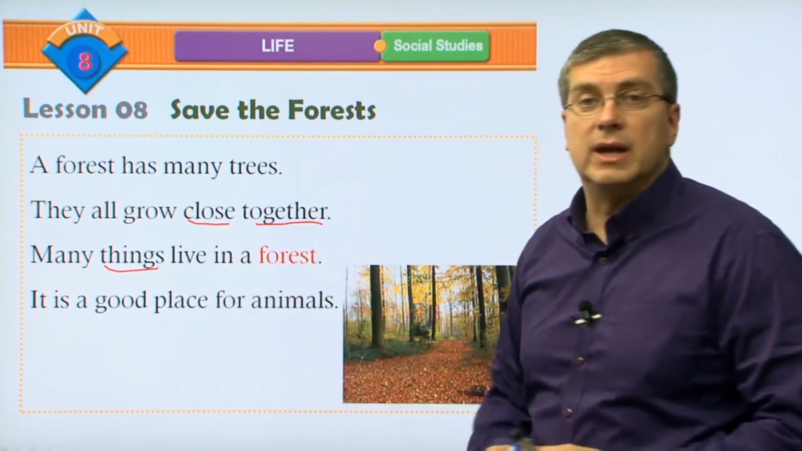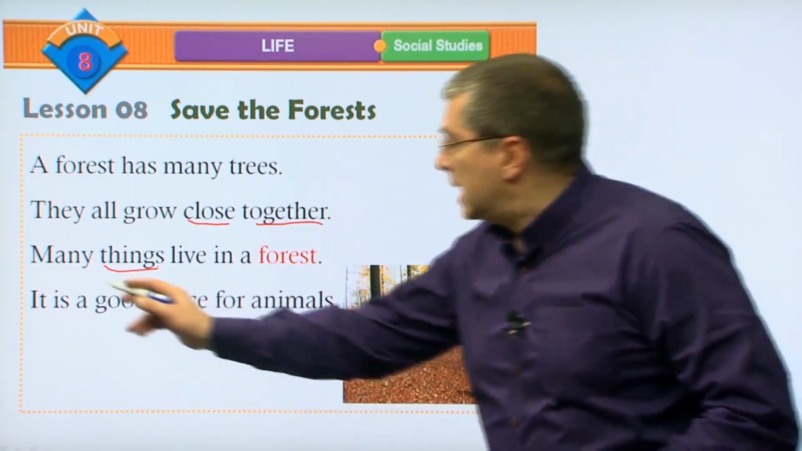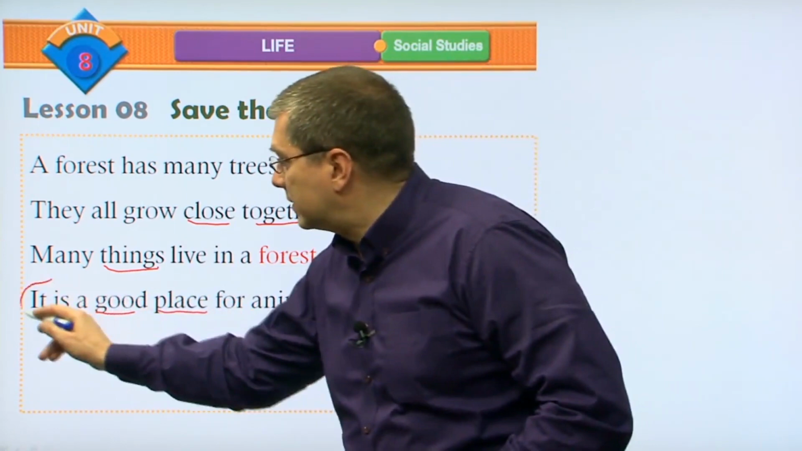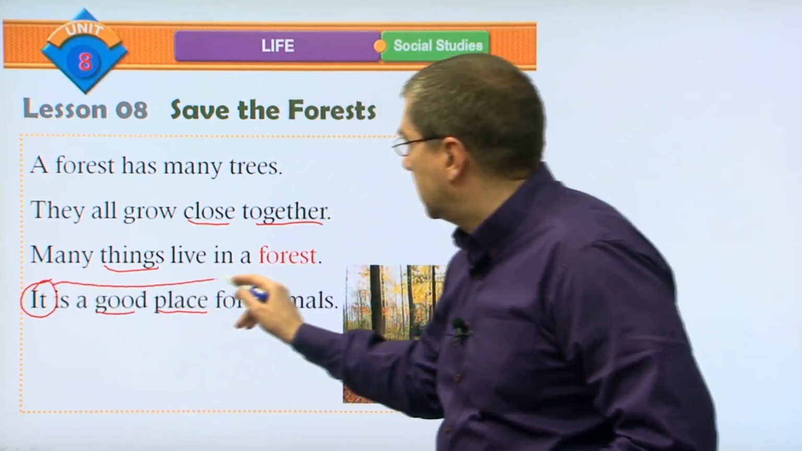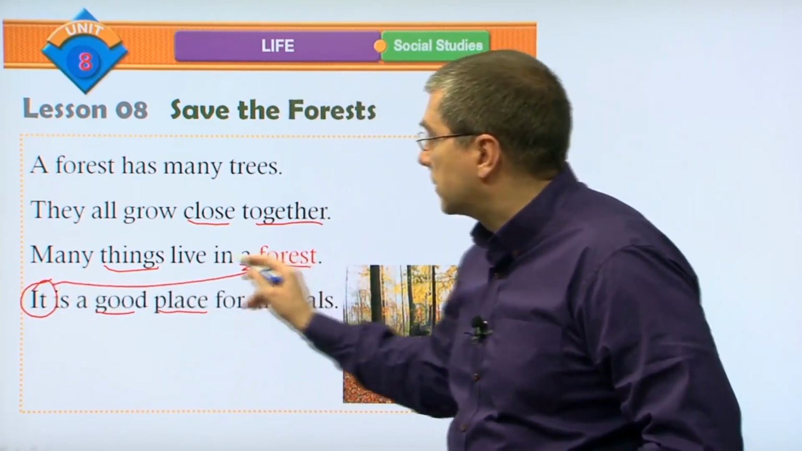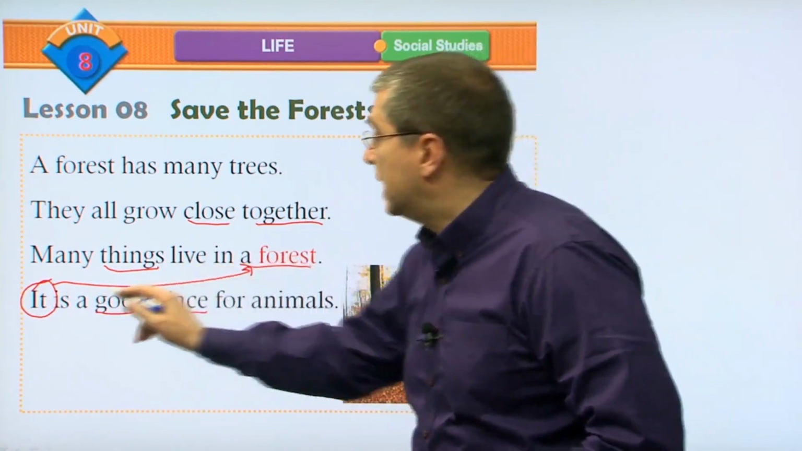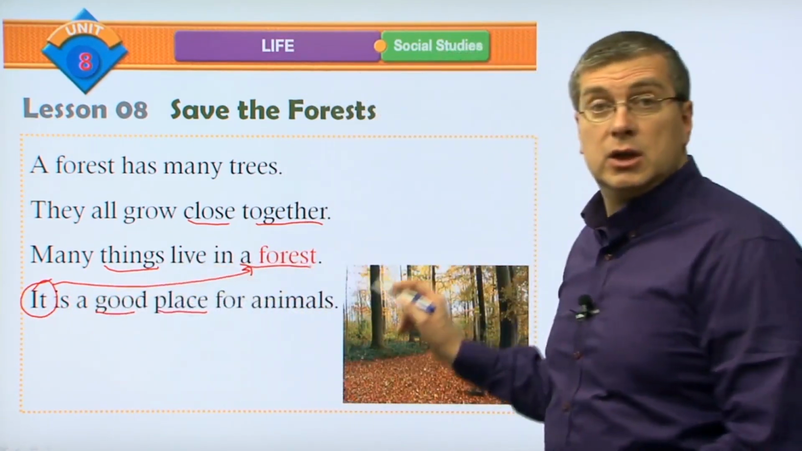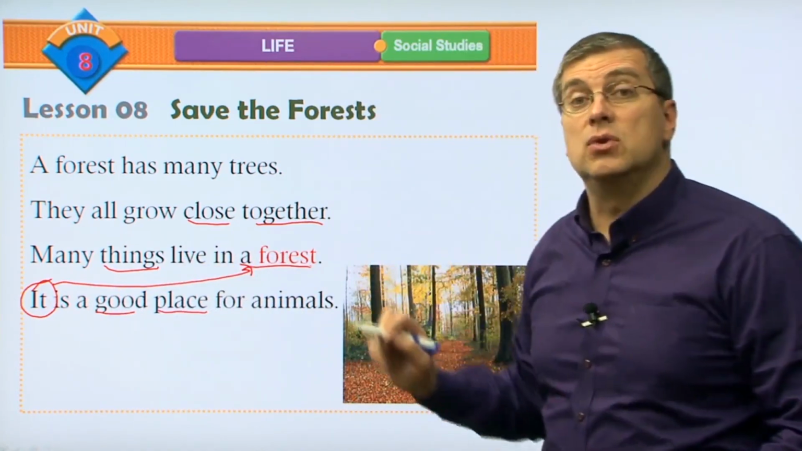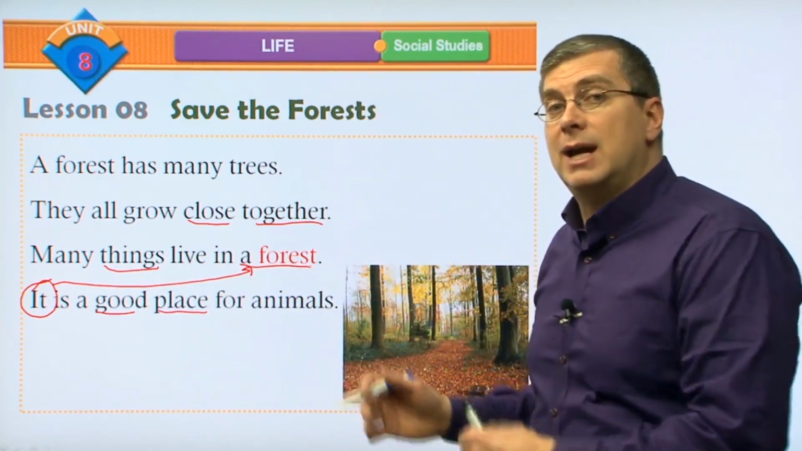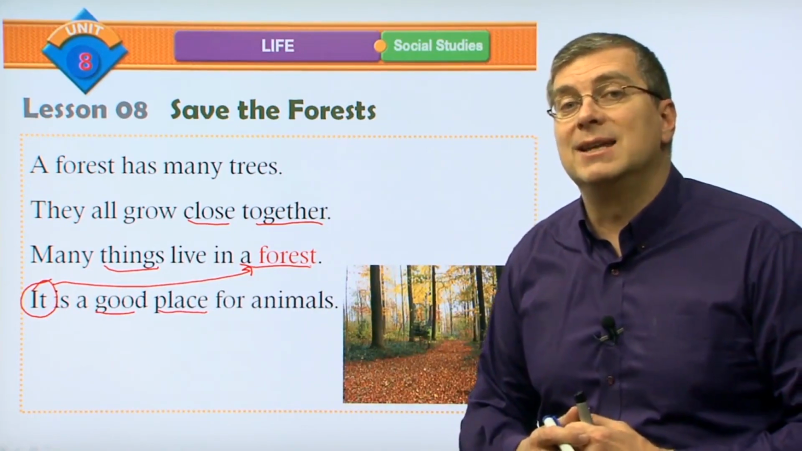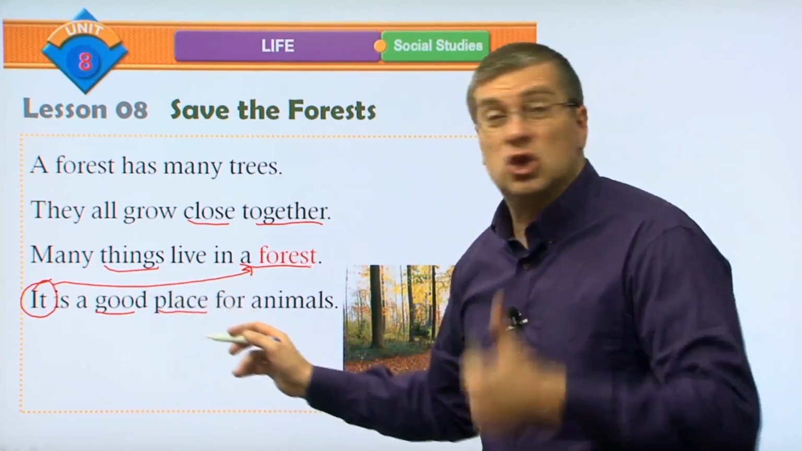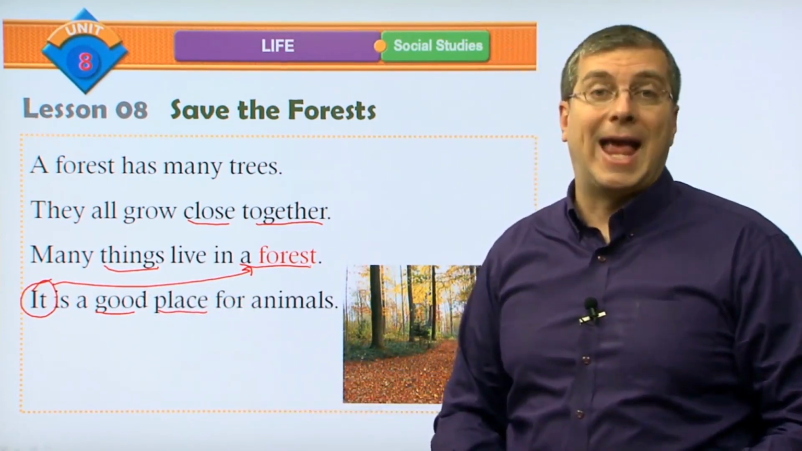There's one of our words there, a forest. It is a good place, a forest. A forest is a good place for animals. Sure, it's a good place. There's lots of food. Animals eat plants, right? Animals can also find what? Shelter in a forest. So it's a good place for animals.